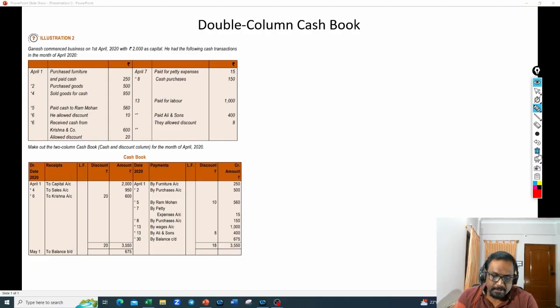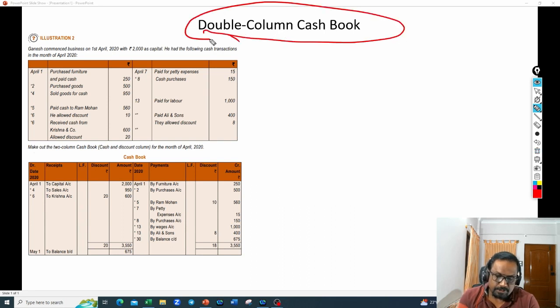Okay guys, let us get into double column cash book. The name itself says double column cash book. That means there will be two columns in this cash book. But when I look at the cash book, there are so many columns: date column, particulars column, LF number, and amount on both sides, debit and credit. There are four columns on the debit side and four on the credit side. Then why are we talking about double column?